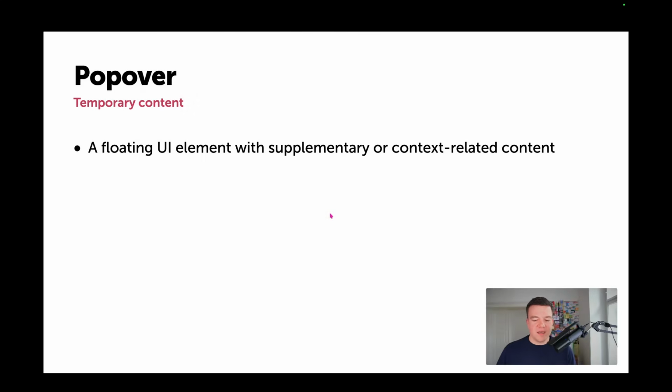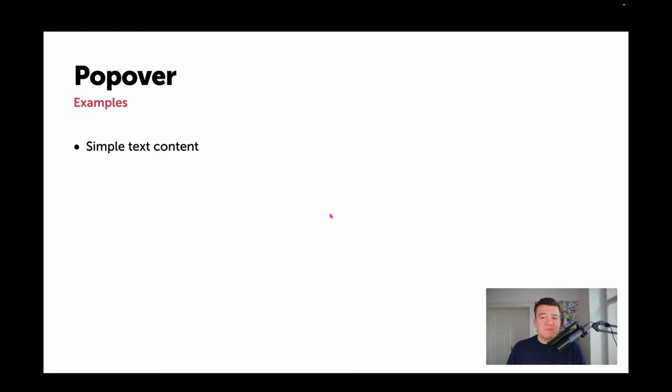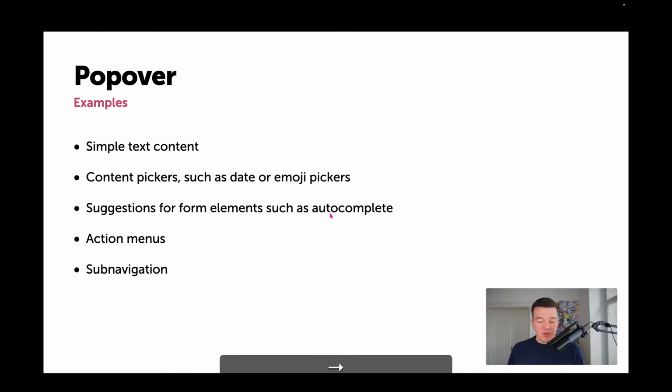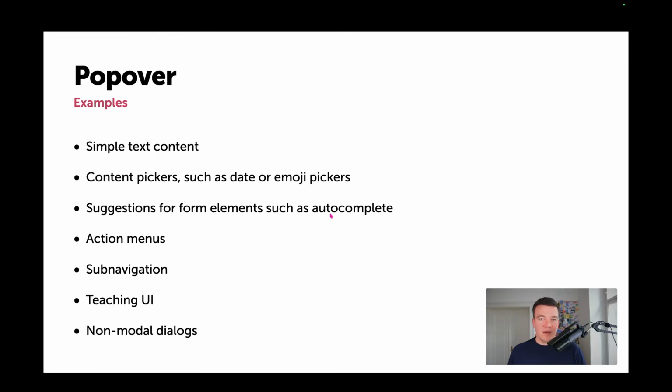A popover is a floating UI element with supplementary or context-related content. This can be just simple text that you show and hide, but it can also be as complex as a content picker, so something like an emoji picker or a date picker. It can be a suggestion for a form element like autocomplete, something you would find in a combo box, for example. An action menu, a sub-navigation, teaching UI, or any kind of non-modal dialogue.